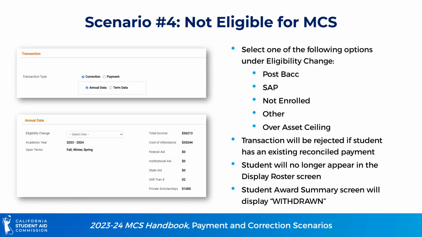Scenario number 4, reporting a student as not eligible for MCS at the annual level. Select the correction and annual data options under the transaction type. Under Annual Data, select one of the following options for eligibility change: Post-Baccalaureate, not meeting SAP, not enrolled, over asset ceiling, or other ineligible reason. Selecting one of these options will withdraw the award and remove the student from your school's roster. Please note, the transaction will be rejected if the student has any existing reconciled payments.